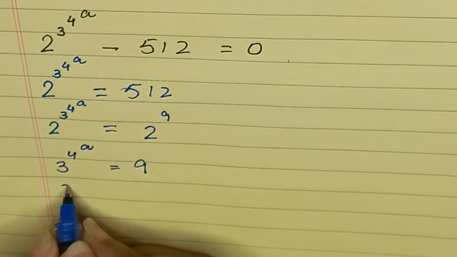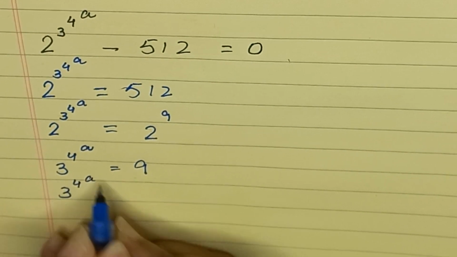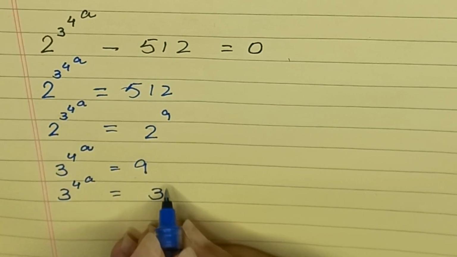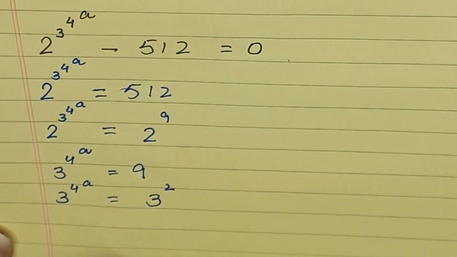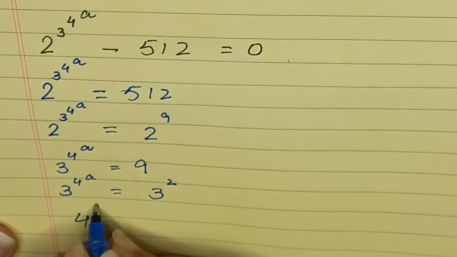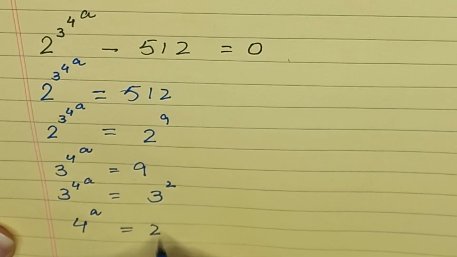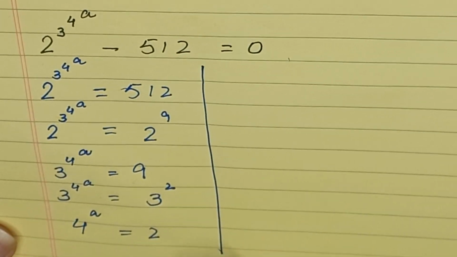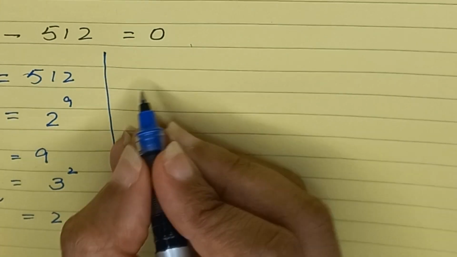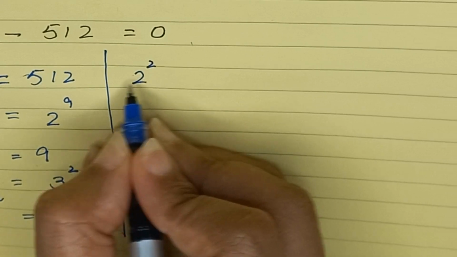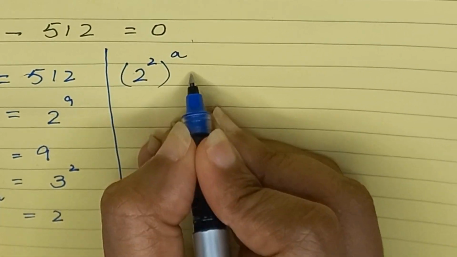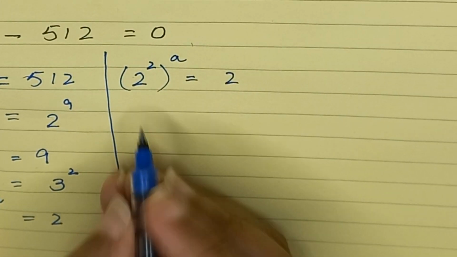And from here, 9 can be written as 3 raised to the power 2. So again the bases are the same. It will become 4 raised to the power a, which is equal to 2. Now we can write 4 as 2 raised to the power 2, and its power a, which is equal to 2.